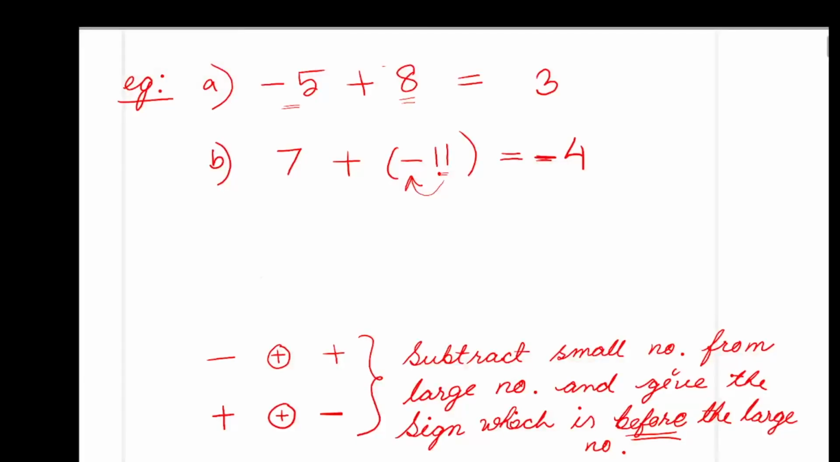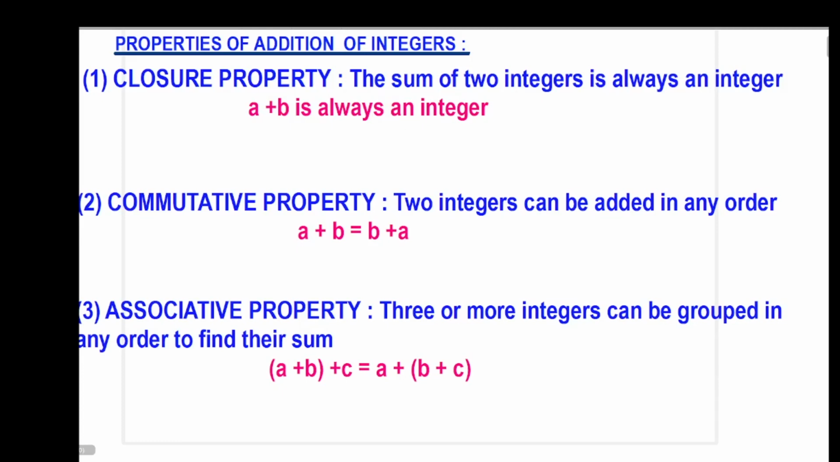I think up to here it is clear. Okay. Then come to the next. Properties of addition of integers. Okay. Now see, first one is closure property. Now what is closure property?